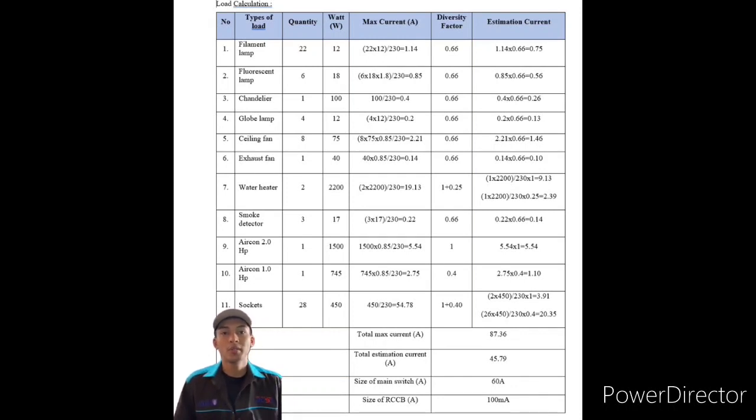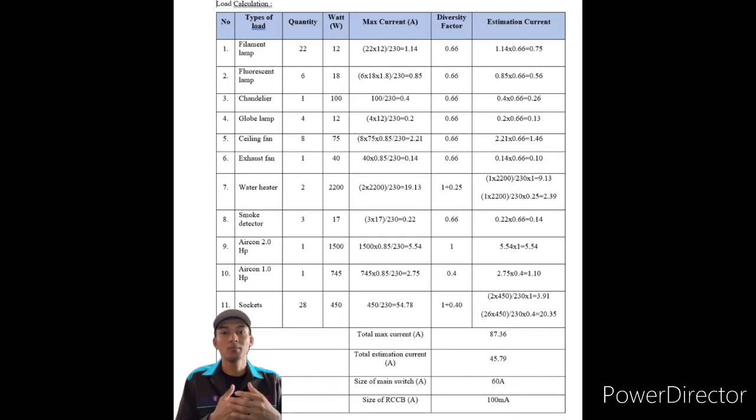For the first item, filament lamp, the quantity used in our house project is 22, and the voltage is averaging at 12 volt. So for the calculation, max current: 22 times 12 divided by 230 equals 1.14 ampere, which will be multiplied with the diversity factor of 0.66, and we get the estimation current of 0.75.